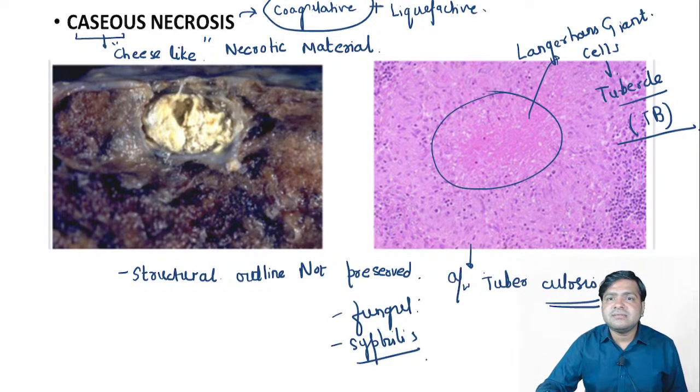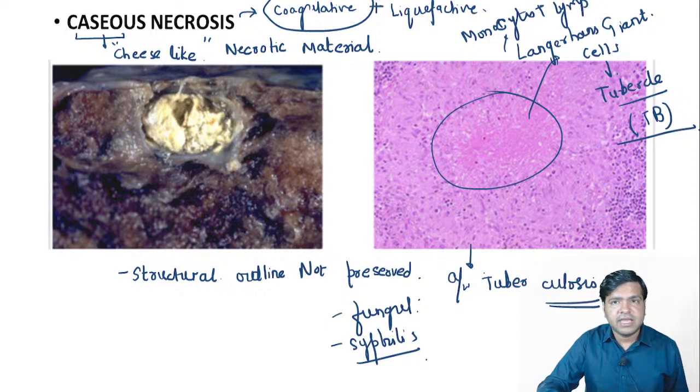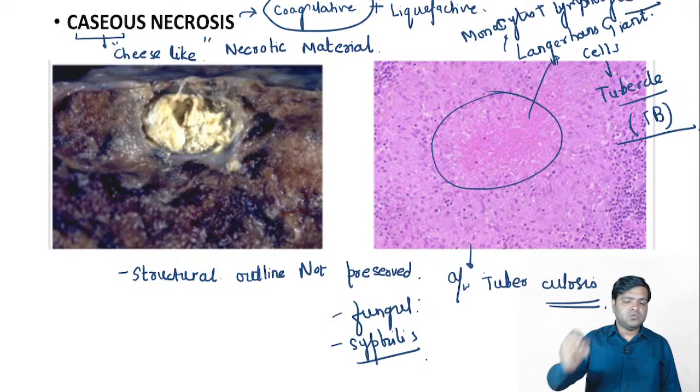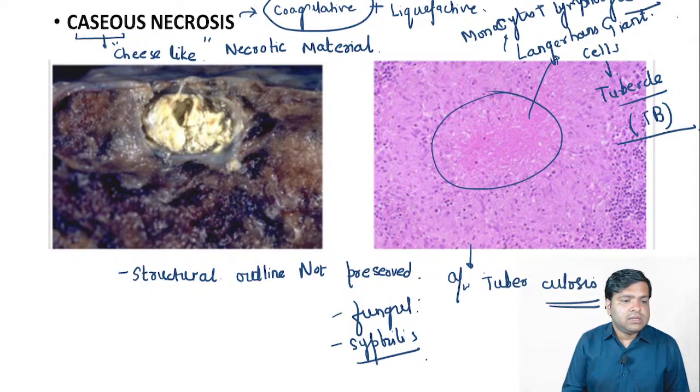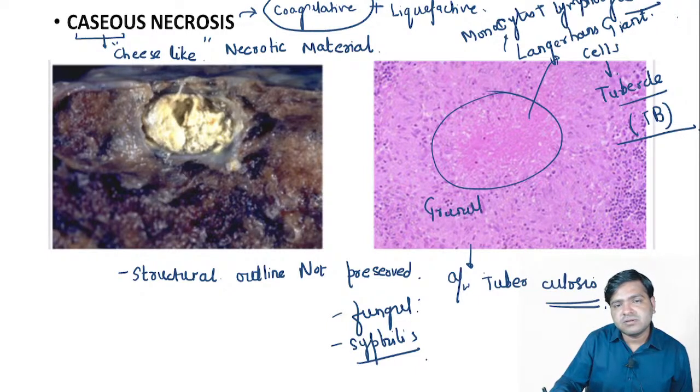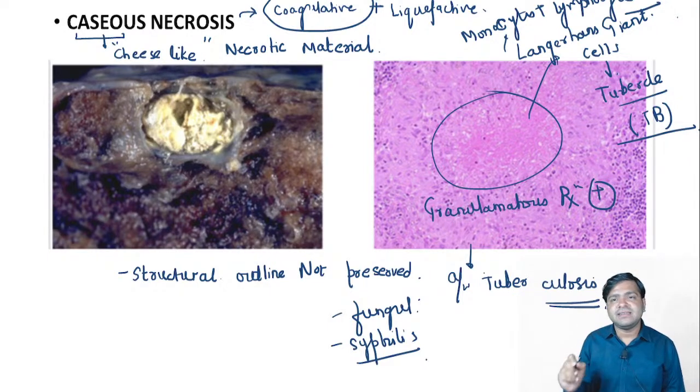Basically, we have monocytes and lymphocyte infiltration seen over here, and a granulomatous reaction is present. There is a large giant cell, that is the Langerhans cell, which is accumulating all these monocytes and lymphocytic infiltrations.